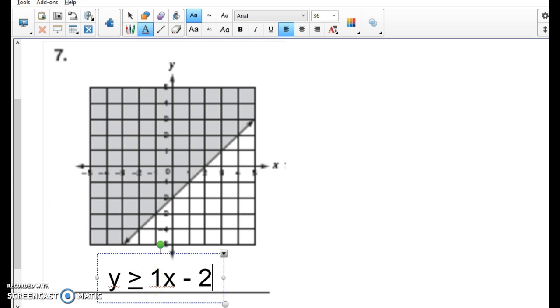Homework is split up pretty evenly. I think you have 3 problems of each of these. So only 9 problems for homework for this lesson.